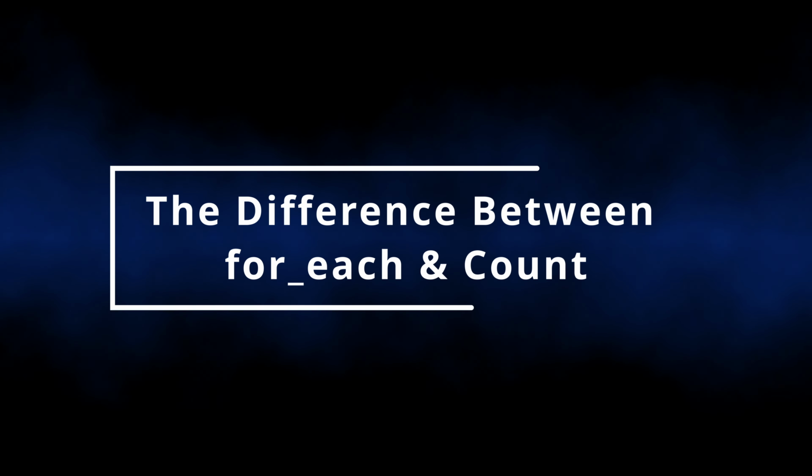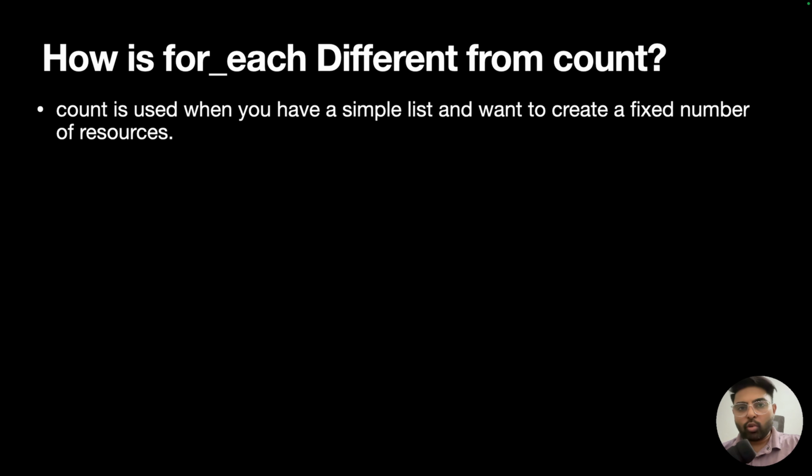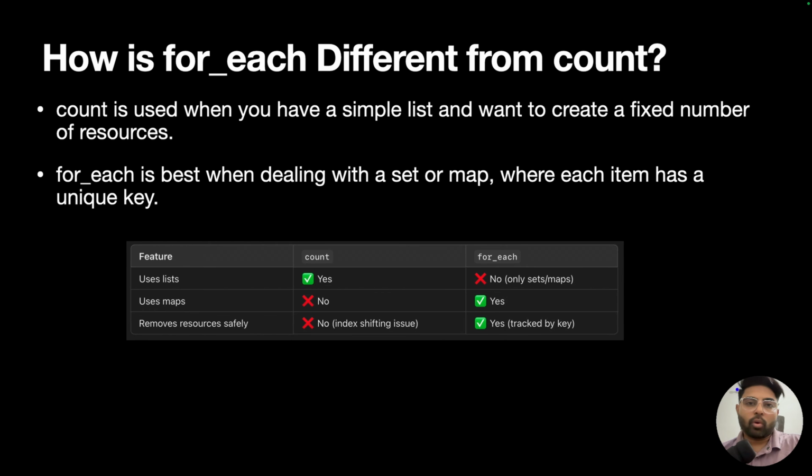You might be wondering what the difference is between for_each and count. Count is used when you have a simple list and want to create a fixed number of resources, whereas for_each is best when dealing with a set or map, where each item has a unique key. We can see the major differences between for_each and count with this table. Count uses a list, whereas for_each uses maps.